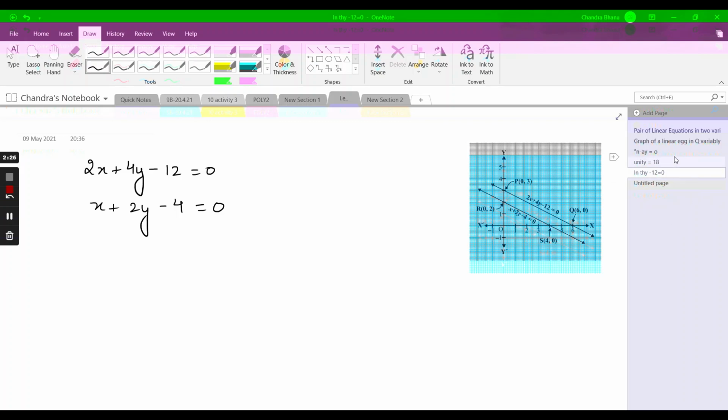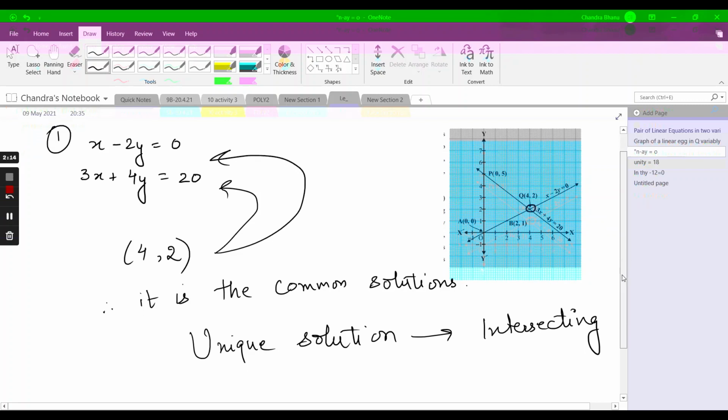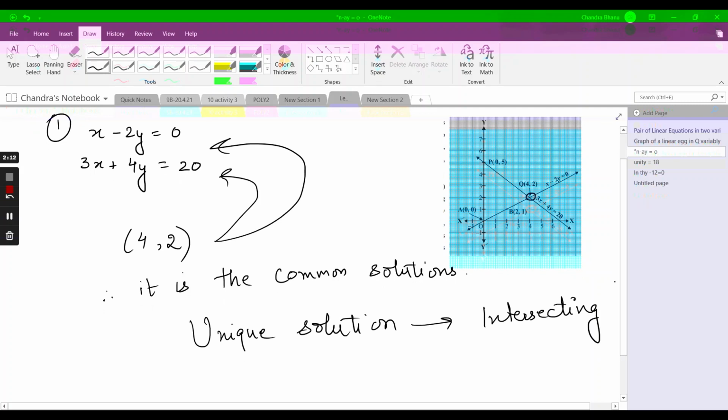Let's see that also. Look at the first example that I did with you. The first example was x minus 2y is equal to 0 and 3x plus 4y is equal to 20. Without drawing any graph, still we can find whether the lines are intersecting, coincident or parallel. This all can be done with the help of the coefficients. Just look at the coefficients here.